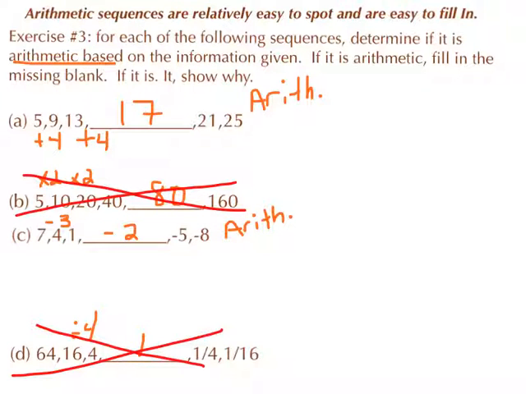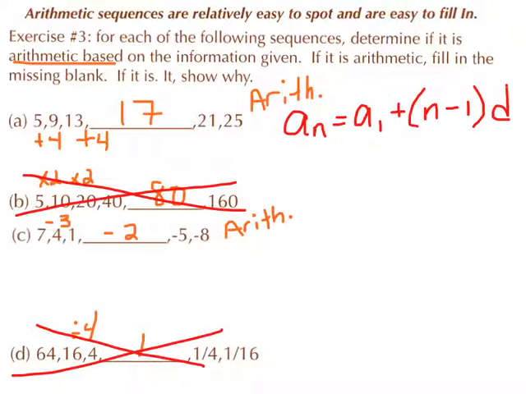For arithmetic, I want you to learn that there is an arithmetic formula, and I'm going to show it to you right now real quick. Your arithmetic formula is a sub n equals a sub 1 plus n minus 1 times d. Your d being the difference, the change in your pattern. Your a sub 1 is your first term. Your n is your term.